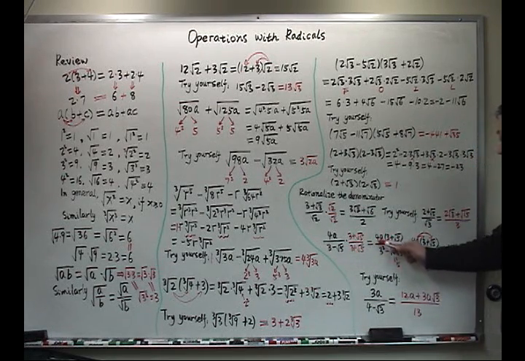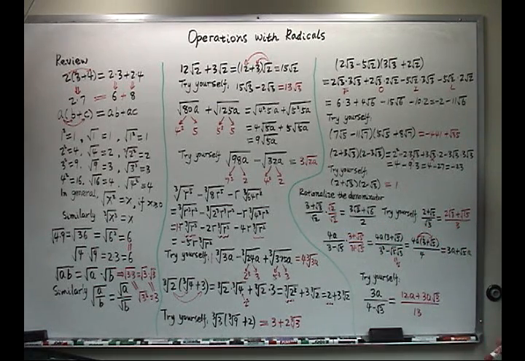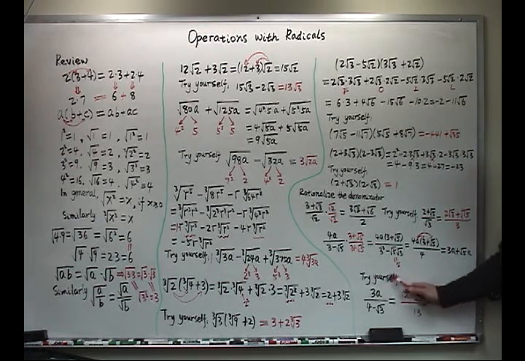Upstairs is 4a times (3 + √5). By the distributive property, you see here, 4 is downstairs and 4 is upstairs, so you cancel the 4s. Basically, you only need to distribute a to 3, which is 3a, and a to √5, which is √5 a. Try this one yourself.